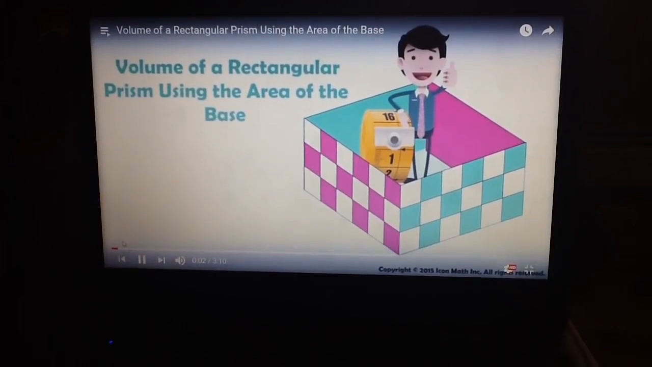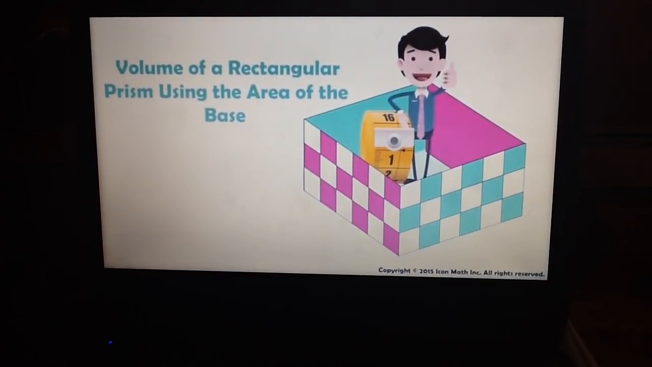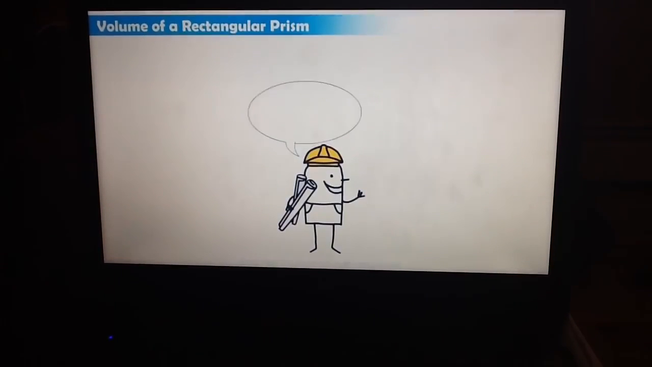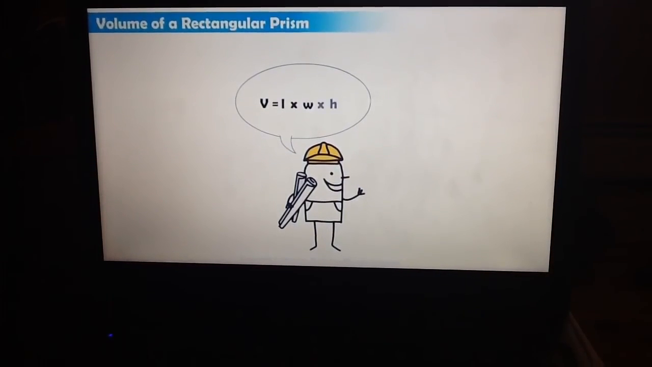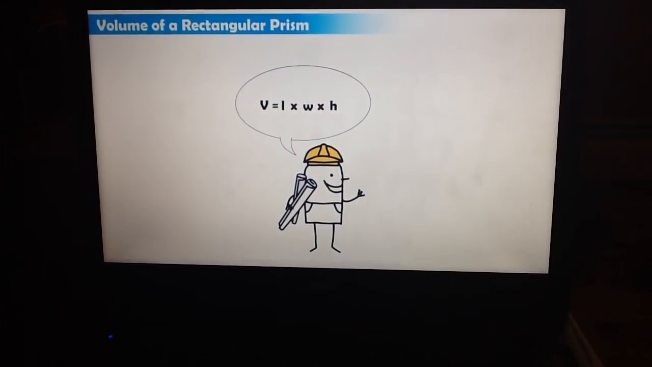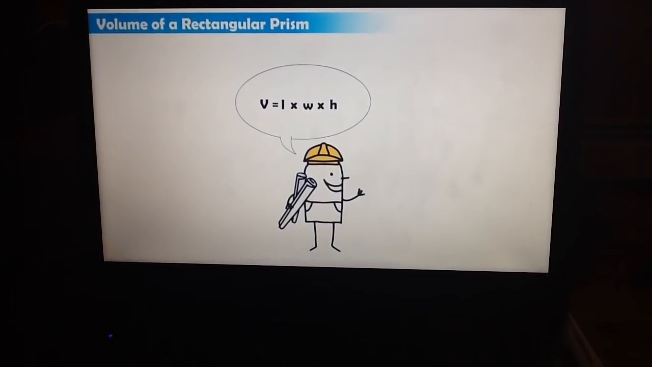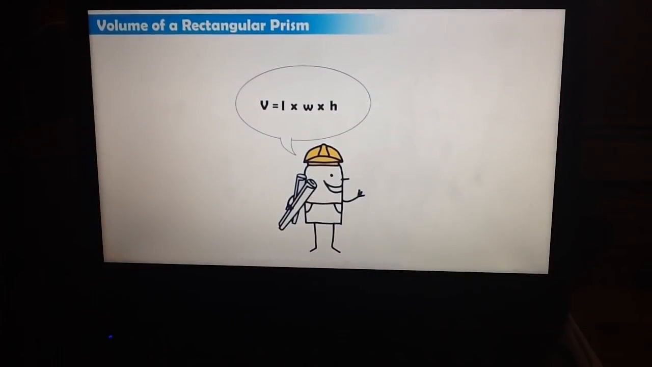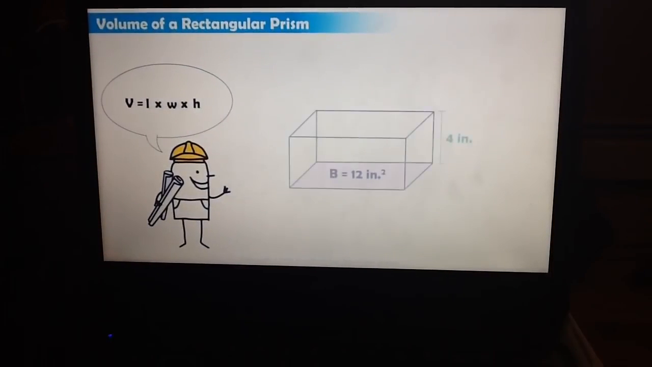Volume of a rectangular prism using the area of the base. You've learned how to calculate the volume of a rectangular prism using the formula volume equals length times width times height. In this lesson, however, we will learn how to find the volume of a rectangular prism when the area of the base is already provided. Let's look at this rectangular prism. In this rectangular prism, the area of the base is given.